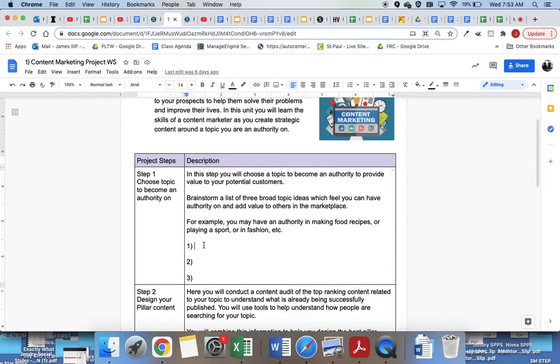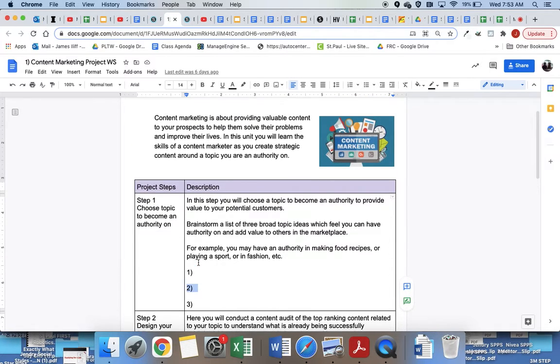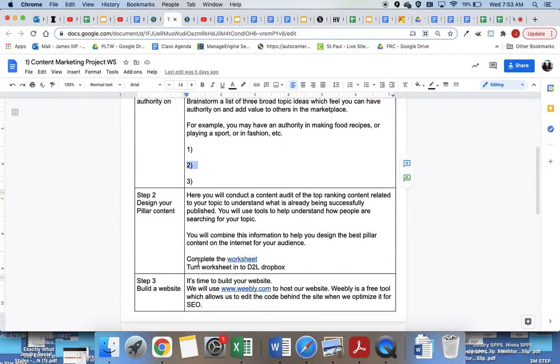Then I'm going to review these with you and help you select one that is the best. In other words, you're going to pick 3, but I'm going to work with you and say, yeah, but 1 and 3, they're not going to serve you best. I think I would pick number 2, and we're going to have that conversation. So this is what's due this week.